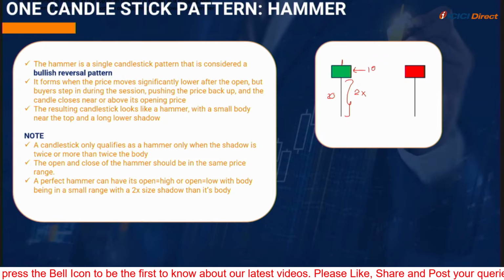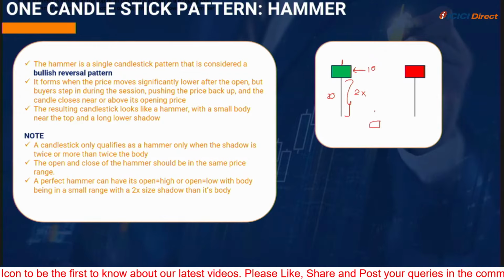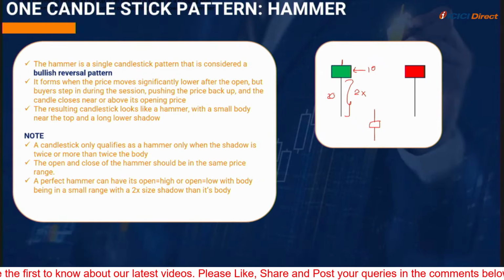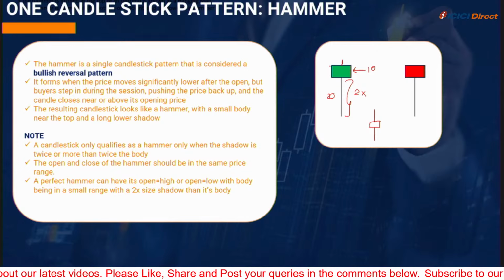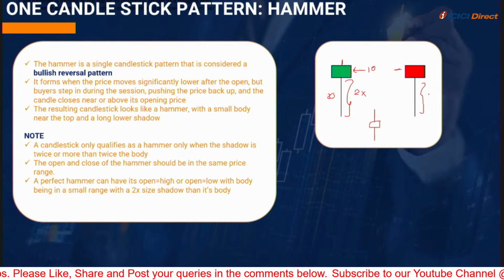Because you have equal upper and lower shadow and a body, this will not be called a hammer. If something like this happens in the market, this will never be called a hammer. Ideally, if you have seen a sledgehammer, I hope everybody has seen a hammer in their life. It should always have a body and a wick which should be twice the size of its body. That is the condition for a hammer.